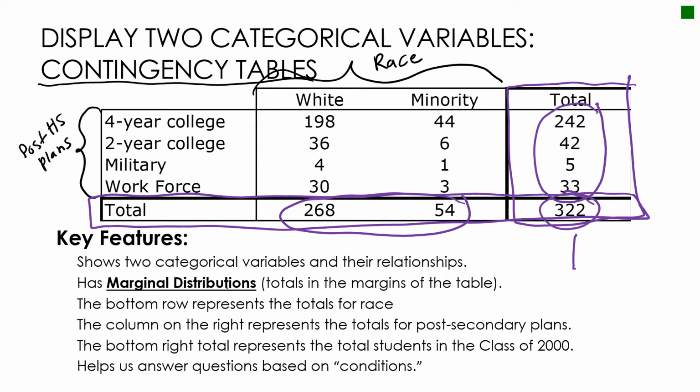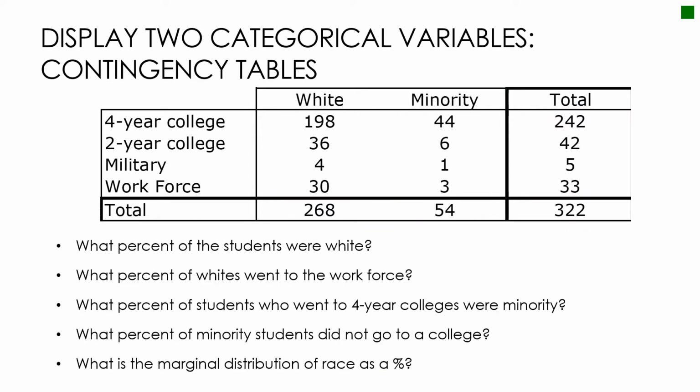Now, why is this helpful? It's just a way to organize our information to help us answer questions based on conditions. So here are some questions for us to go over together. What % of the students were white?